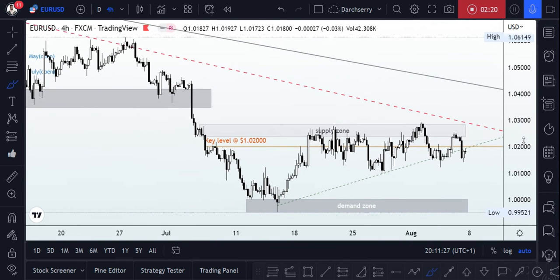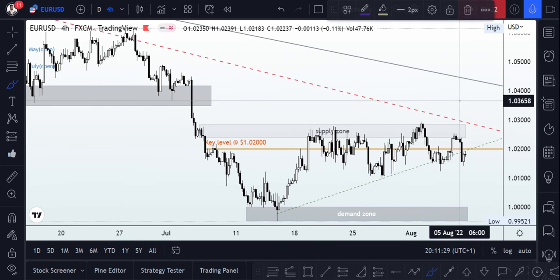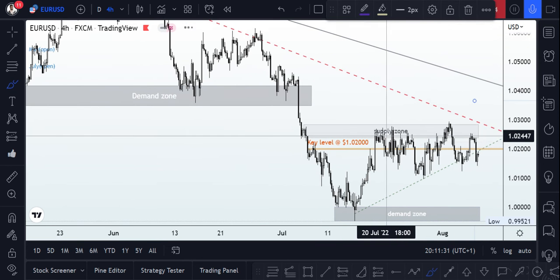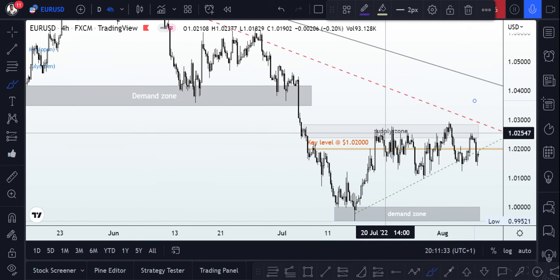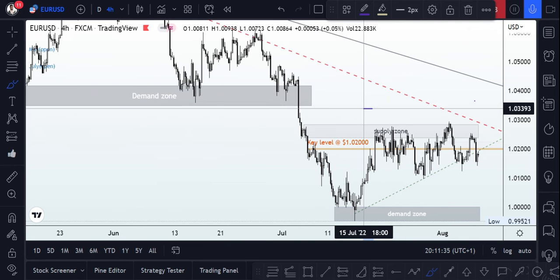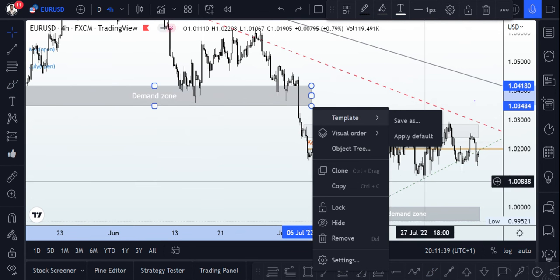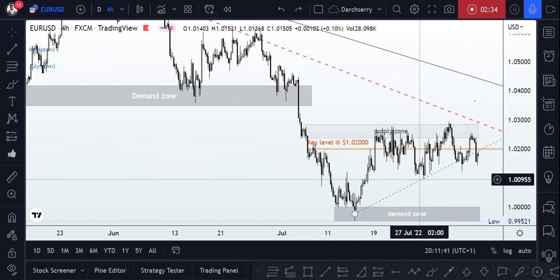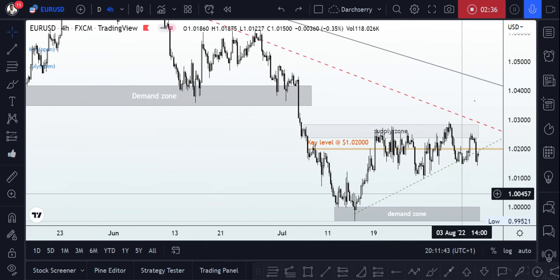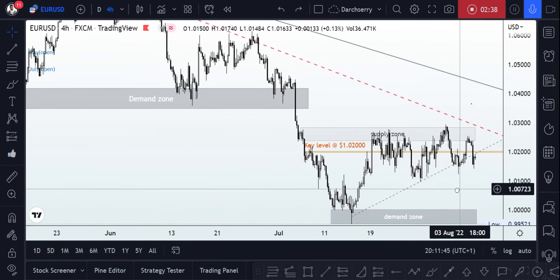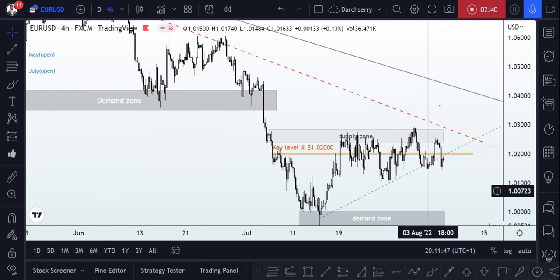So now we scale down to the lower time frame, and the first thing I was able to do is to identify the supply zone here at the 1.02500 level, which is a very strong psychological level. And since we're already seeing a rejection from that level, one thing I want to be doing here is to prepare myself for a bearish move.